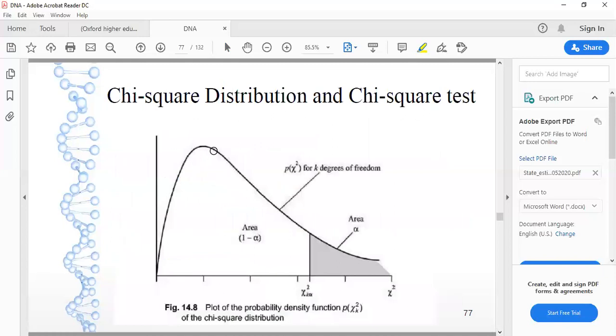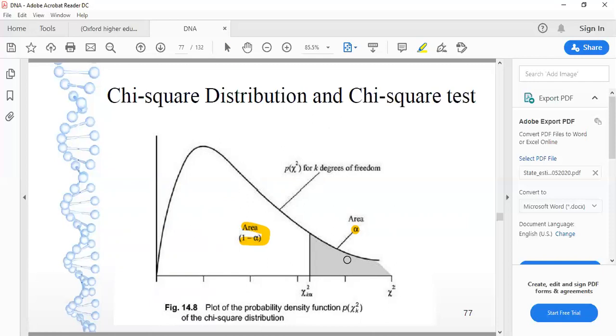This is the chi-square distribution curve. Over here, as I mentioned earlier, it has two parts. One is area 1 minus alpha, and this will be the area of alpha. So if the value lies in this area, then we can say that the measurement is quite accurate and there is no need to eliminate that data. But if the measurement lies in this dark area, it means that there is erroneous data and we remove that.